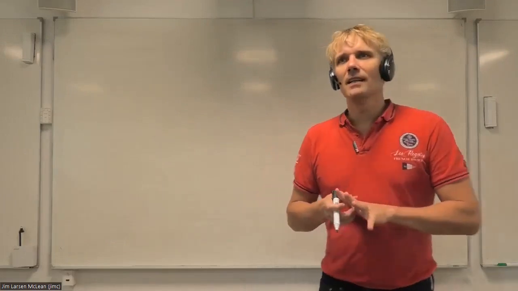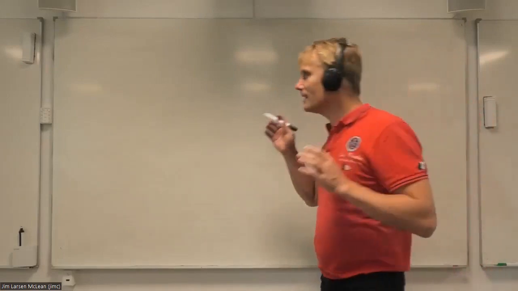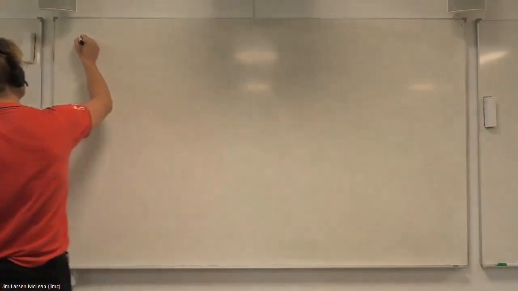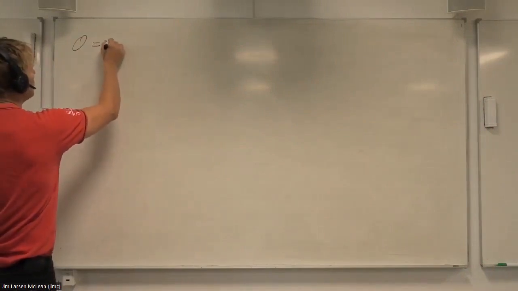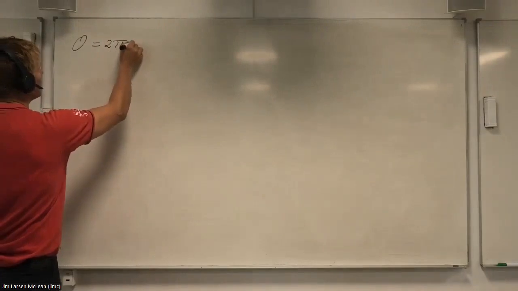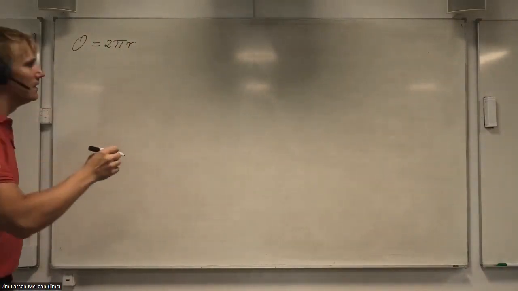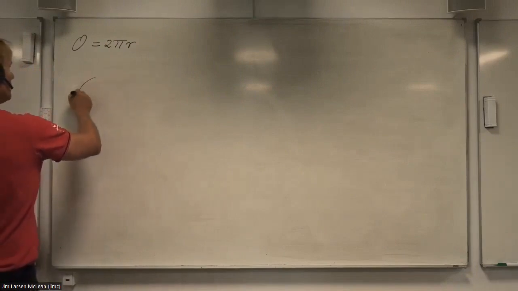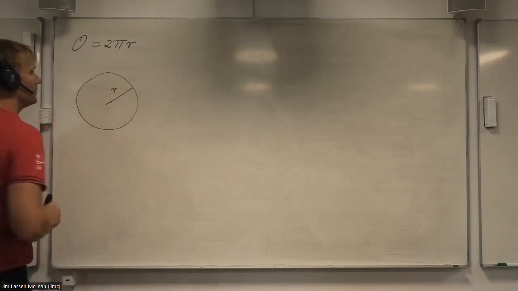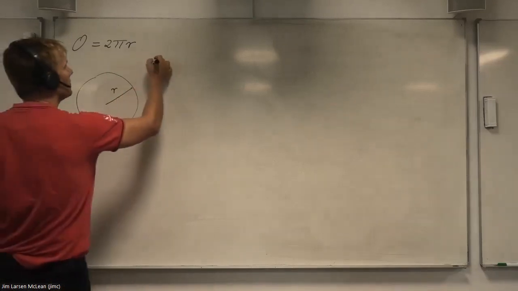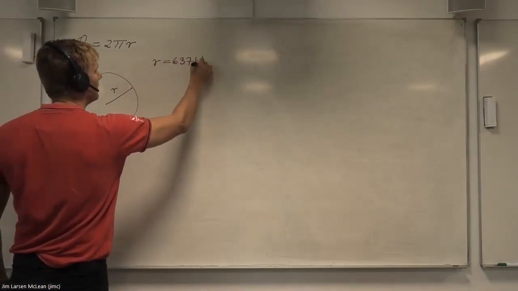Here's a little thought exercise you can tinker with. We've just seen that the circumference of a circle, if I call it O, is 2 times pi times the circle's radius. That's how you can figure out the distance around a circle. Now imagine this is the Earth seen from the side, and it has a radius, which I call r. And the Earth's radius is 6,371 kilometers.